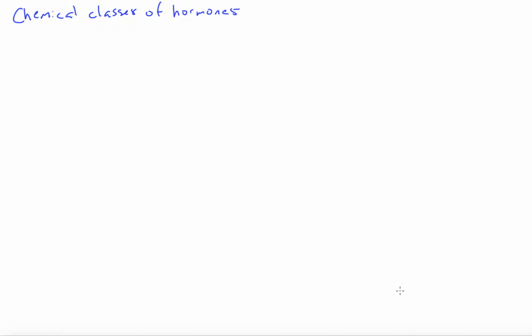Video on the chemical classes of hormones. So the purpose of this video is to lay out what hormones are produced from, the chemicals and molecules that they're produced from, and then how that relates to their hydrophilic versus lipophilic qualities. In other words, can they dissolve through membranes or can they not?